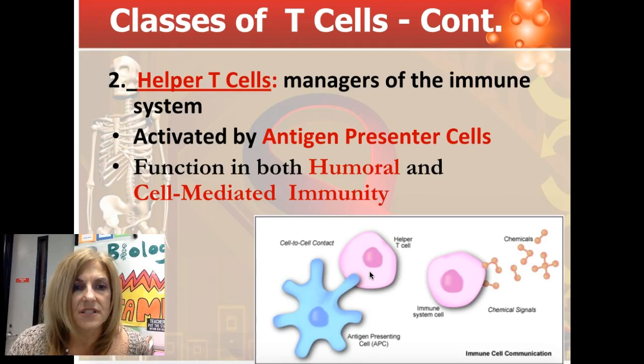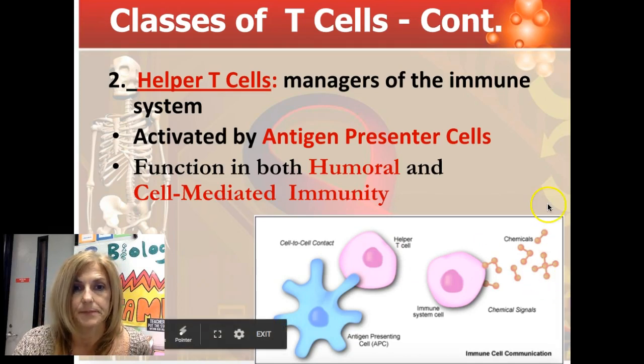So if it's an intracellular threat, we're going to signal the cytotoxic killer T cells to come to the area. But if it's a humoral, an extracellular threat, it's going to signal B cells to come to the area, and then B cells will proliferate and make their antibodies.